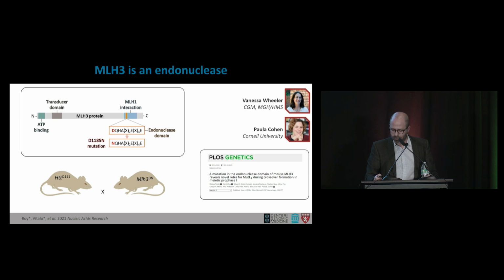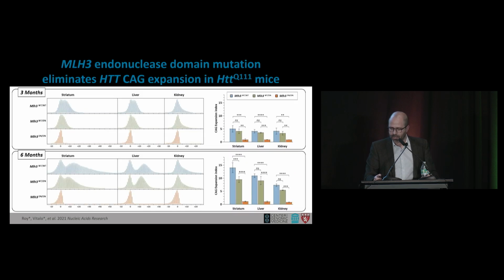We crossed it with Q111 mice, and what you can see is that once you have a homozygous mouse with that mutation, you absolutely stabilize the repeat. You have no expansions whatsoever, no matter how long you age the animal, and that is seen across all tissues.